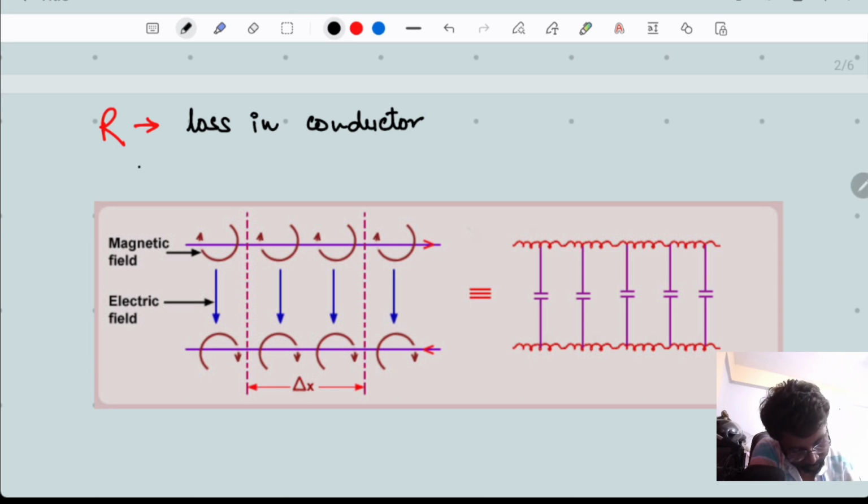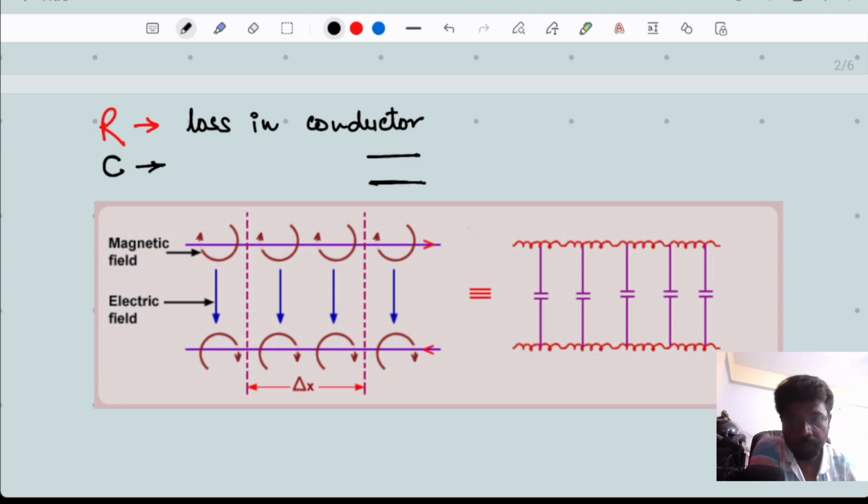Then in transmission line, we have two conductors. Transmission line is a two conductor system separated by a dielectric media. This will form a capacitance C.